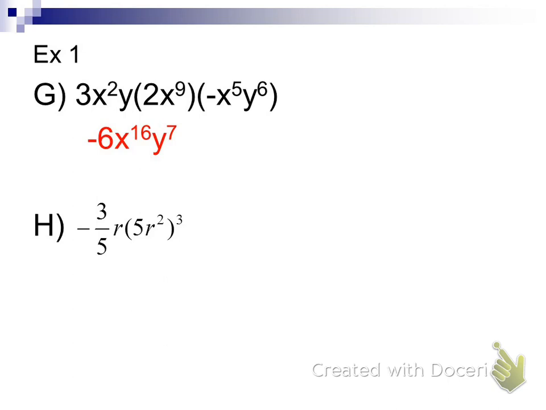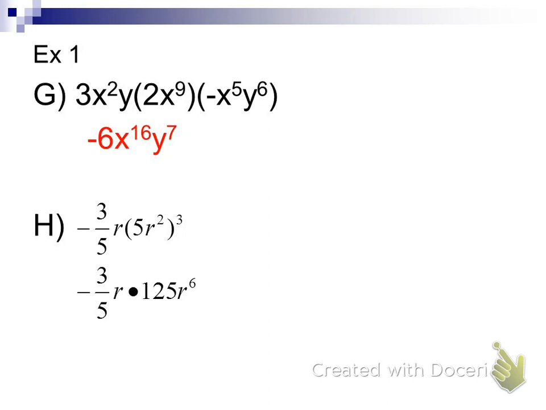So would that be 125 r to the 6th? Very good. You have to take the 5 to the third power and the r squared to the third power. So inside the parentheses, which now just stand for multiplication, if you want to drop them and use a multiplication symbol, go for it. 5 to the third power is 125. r to the second to the third power is r to the 6th.